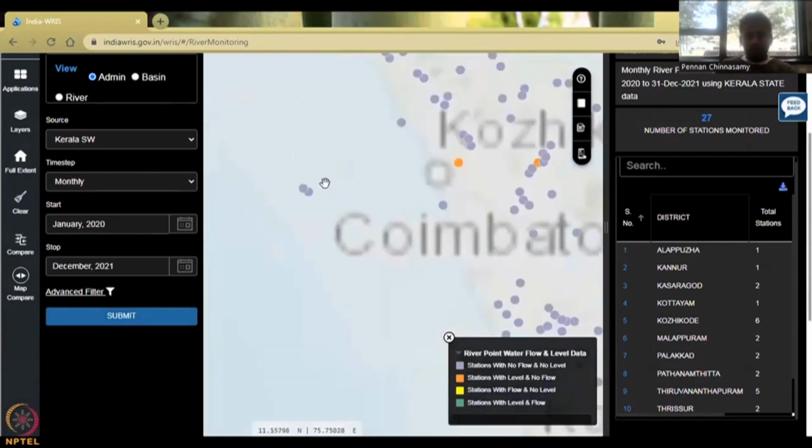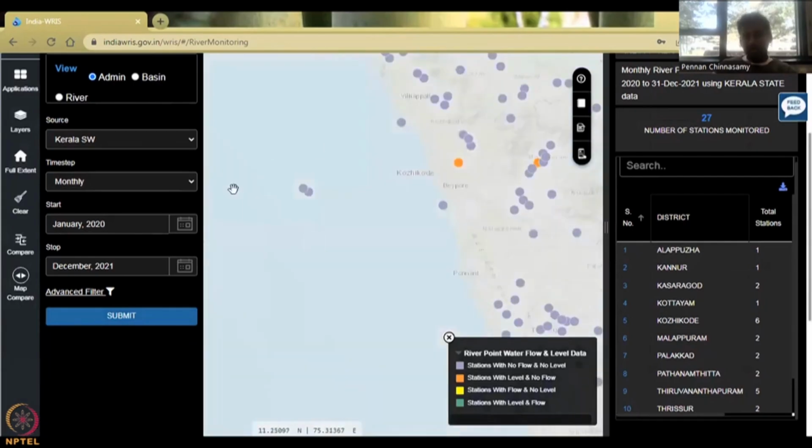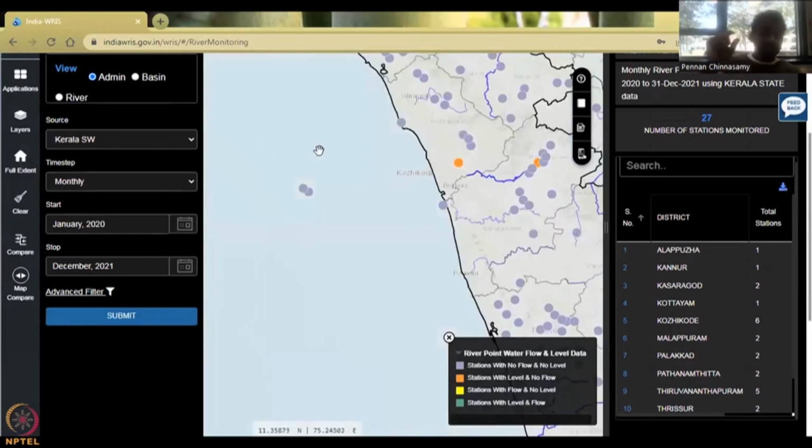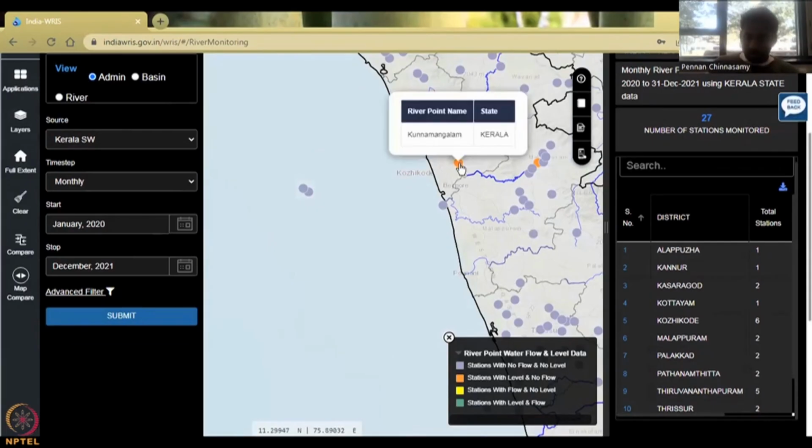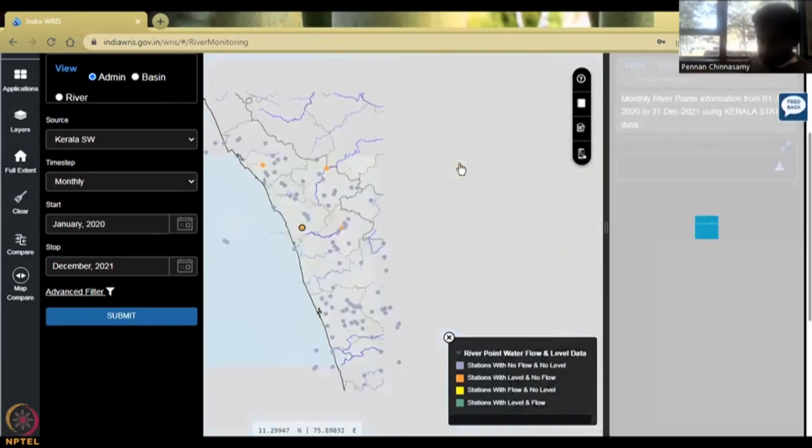Yeah, so there are some here. These are the errors that I'm talking about: the geolocation in the map. So you have to be careful and read the data to check it is the correct station that you're monitoring. Let's take this one for example. It says Kunnamangalam. Okay, I'm going to click it.